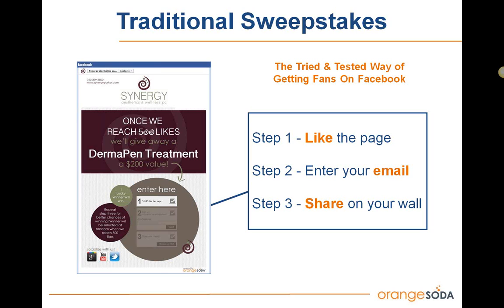So this is just the traditional sweepstakes. And if you've been a paging client for a while, or if you've played around in the paging tool a little bit, you've probably seen this around and are probably pretty familiar with it. But basically, it's a three-step process where fans like the page, so they like your Facebook page. They enter their email so that you can notify the winner through email, and you can also use that email in your newsletters to send newsletters to.